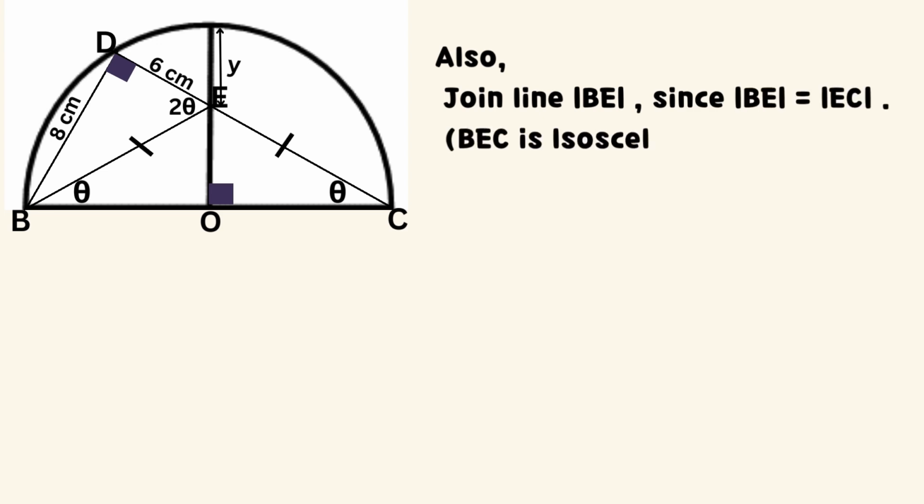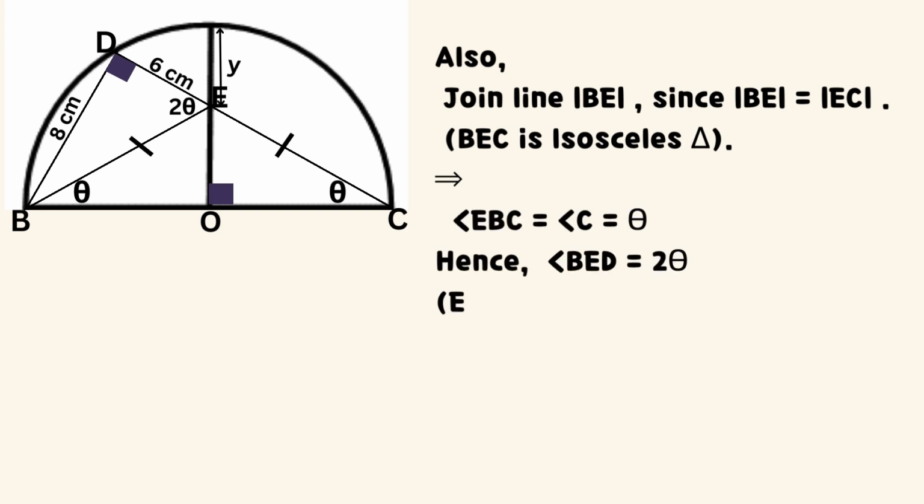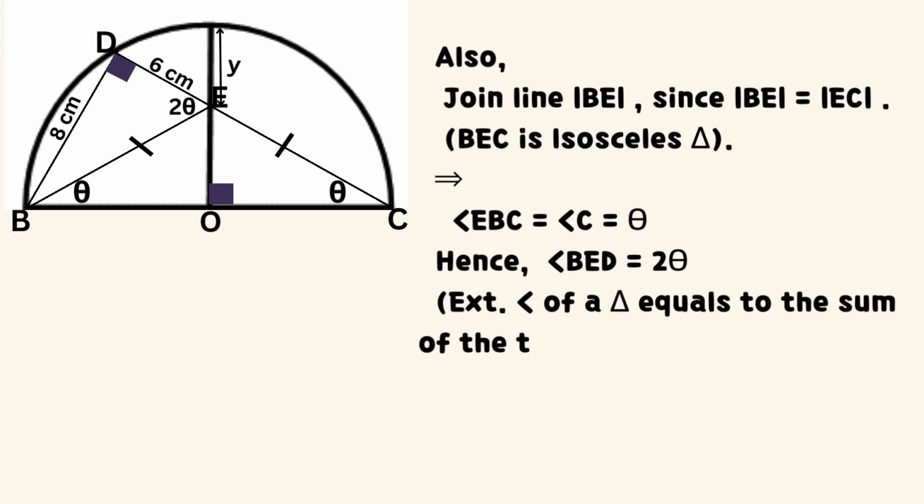Also, join line B, E. Since line BE equals line EC, BEC is an isosceles triangle. It follows that angle EBC equals angle C, which equals theta. Hence, angle BED equals 2 times theta. It is because the exterior angle of a triangle equals the sum of the two opposite interior angles.